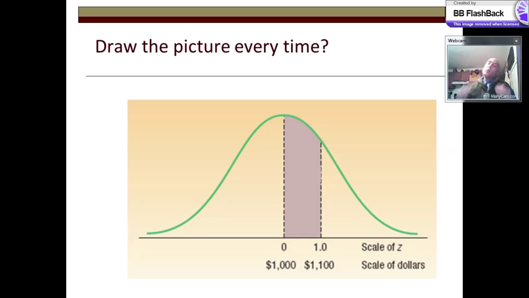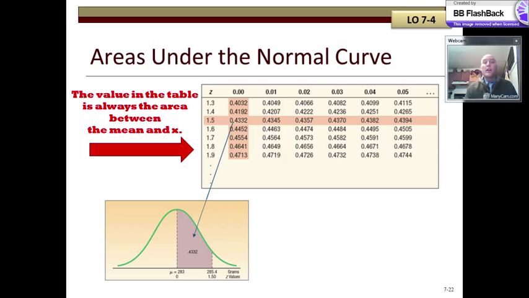Start by drawing the curve. We have to draw it every time because there are so many different scenarios that we're going to be converting to standard normal probability distributions. So for the area under the curve, we always use our Z table, and that's what you're going to have to do for exams as well. The area under the curve is always the area between the mean and whatever Z value you select. Always between the mean and the Z value, or the X value, which you convert to Z.